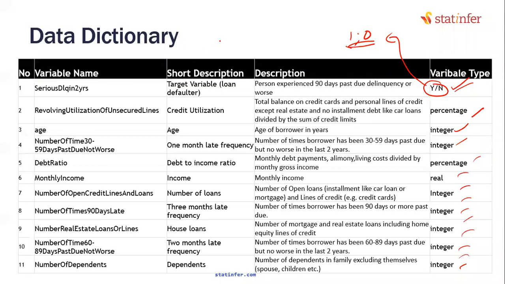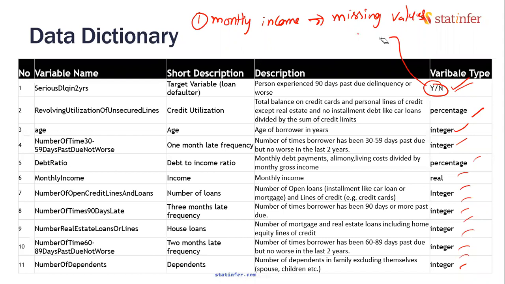Somebody has highlighted it. Monthly income has missing values. That is the first thing. So the first major issue is monthly income has missing values. Take a note of it, all of you. We need to come back to this in the second pass. Monthly income has missing values.